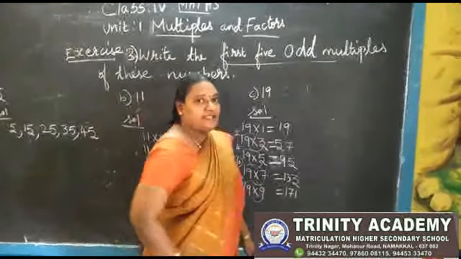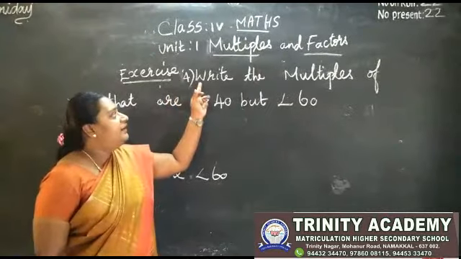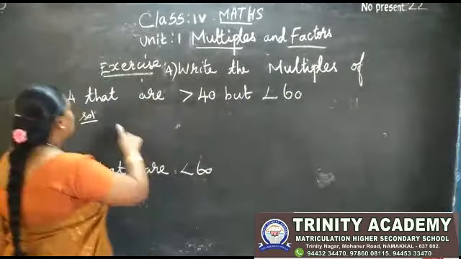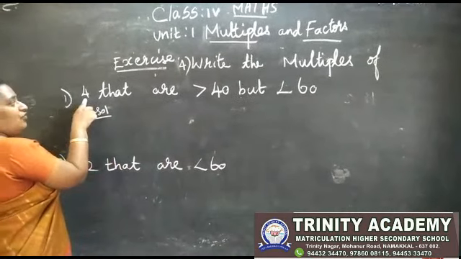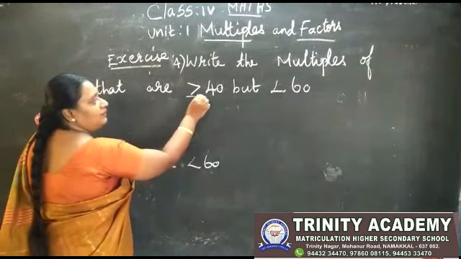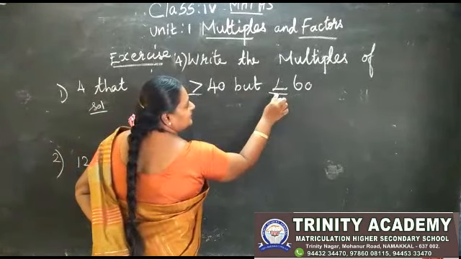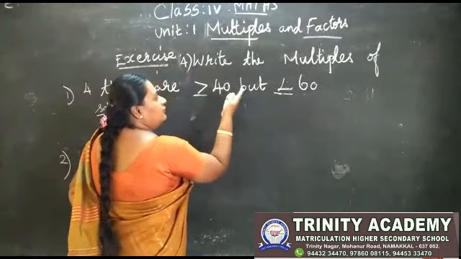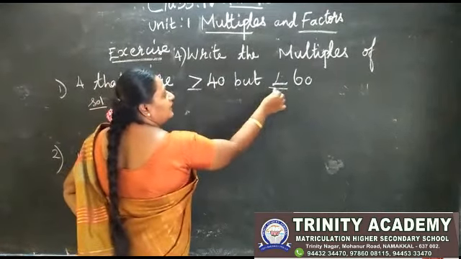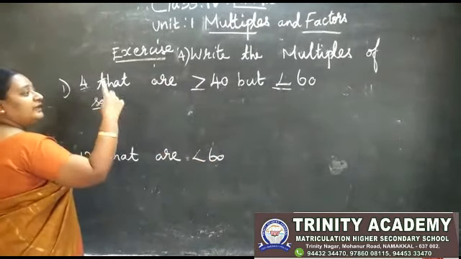Okay children, next we see the fourth sum. Write the multiples of 4 that are greater than 40. This is the greater than symbol. Greater than 40 but less than 60. This is the less than symbol. So greater than 40 but less than 60. We have to know the multiples of 4 greater than 40.